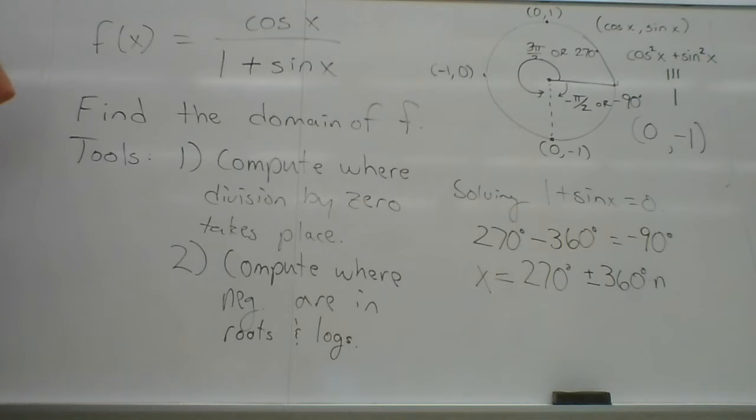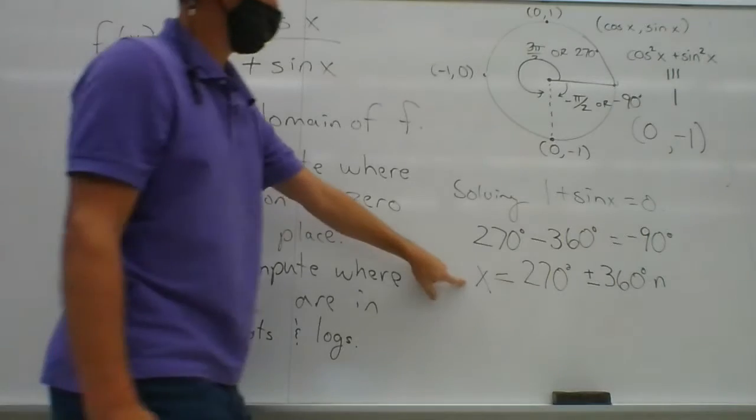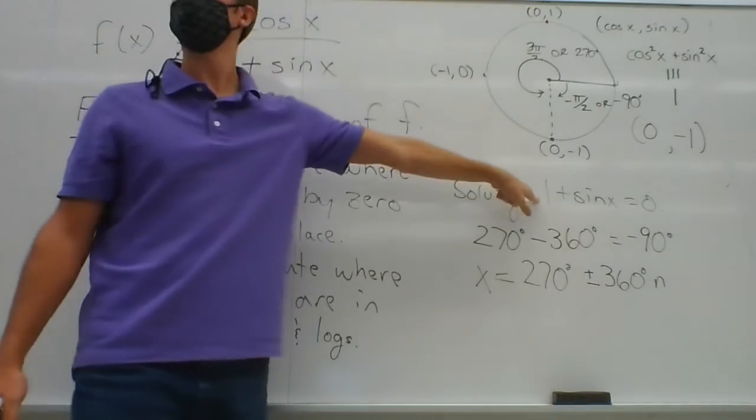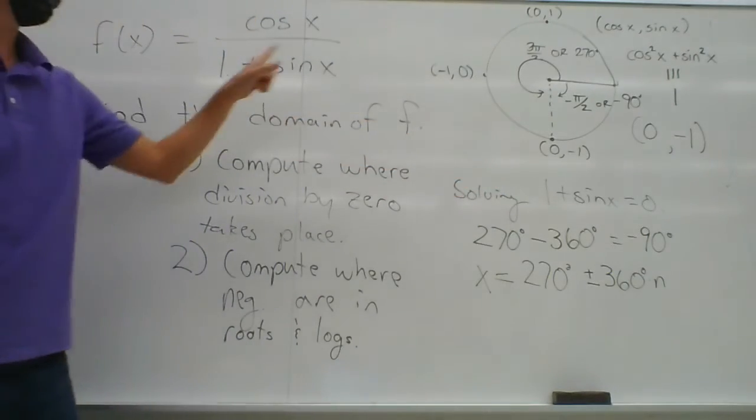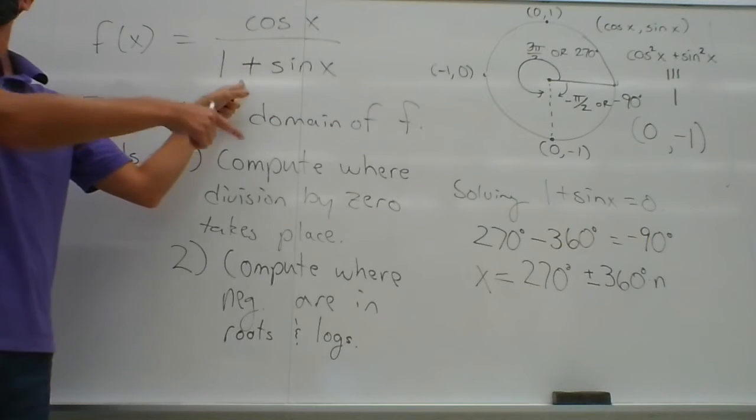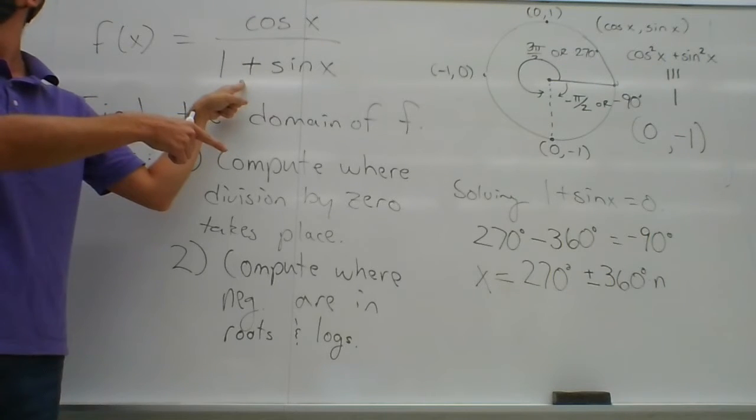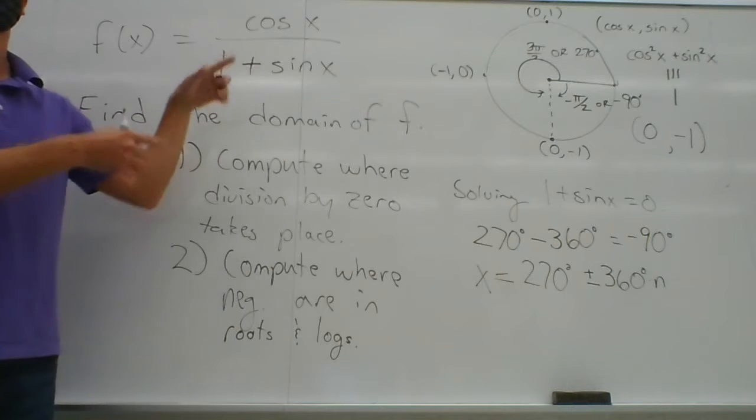All of those angles line up right there. And these are all of the angles which make this zero. Which means our domain cannot have any of those angles in it, because if we do, we're dividing by zero, and that's not allowed.